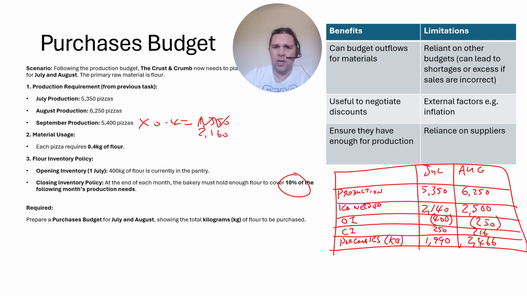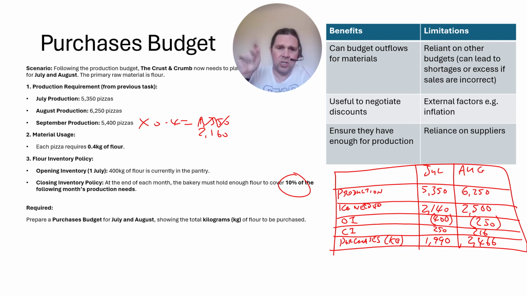When it goes into August, we've got 2,500 kilos that we need, as we've already worked that one out. And we've got 216 kilos of closing inventory or closing stock, because we are going to work out September. So 5,400 times 0.4 is 2,160 kilos, and we only need 10% of that, so 216 kilos of closing inventory. So 2,500 plus the 216, less the 250 that we started the period with, means we'd need to purchase 2,466 kilos of flour. So just keep that in mind. The adjustment is very similar to a production budget, but just a slight few extra steps.